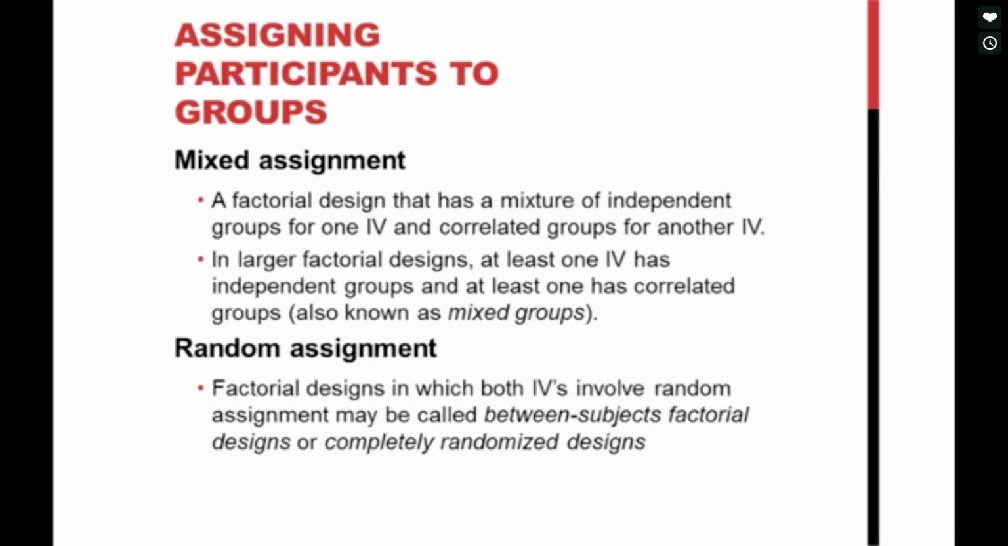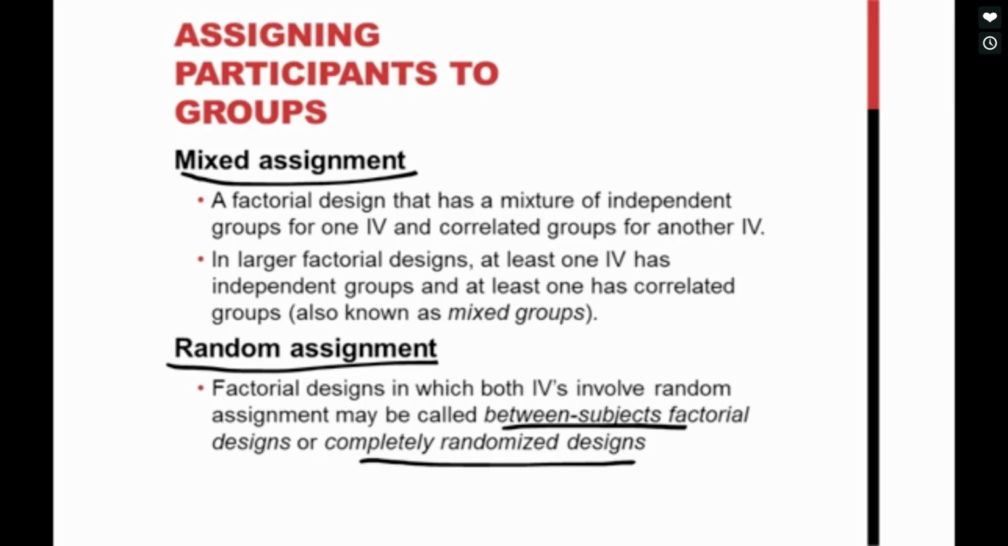So let's take a little bit deeper dive into each of these methods for assigning participants to groups. Random assignment, as you know, you're going to have a true random procedure for getting participants into groups. These are typically called between subjects designs or sometimes called completely randomized designs. Now, if you have one where you have random assignment to groups, but one where we do not, well, that's the mixed assignment to groups. This is, again, that mixture of one independent group and one correlated group for each of your variables.